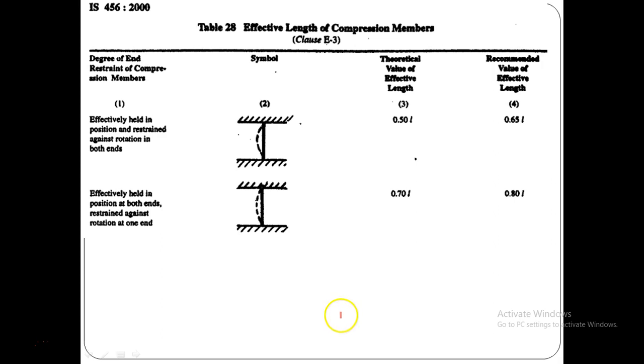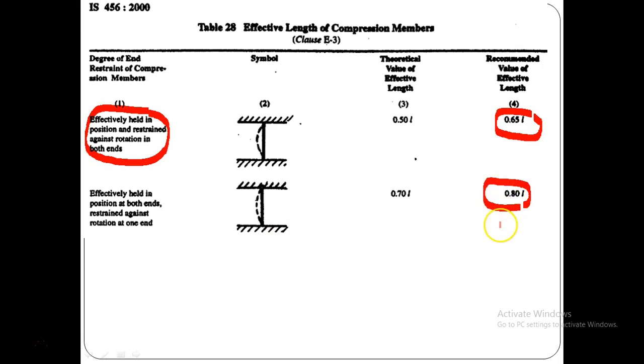So the first case is where the member is effectively held in position and restrained against rotation at both ends. So that is one end fixed and the other end also fixed, where the recommended value of effective length is 0.65 L. Whereas effectively held in position at both ends, restrained against rotation at one end only, so this is one end fixed and one end hinge, where 0.8 L is the effective length.